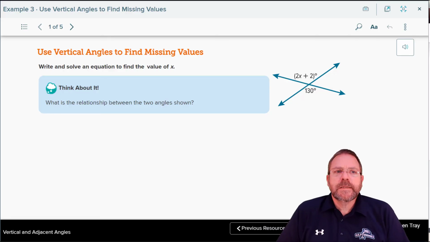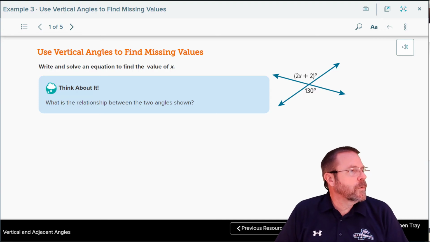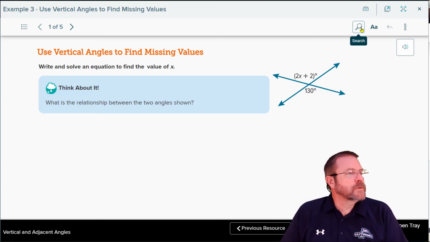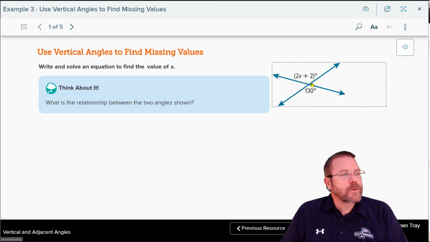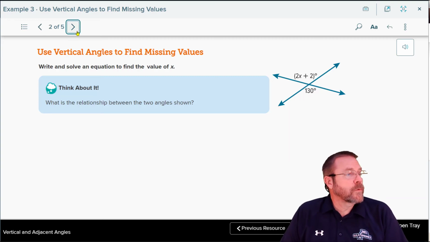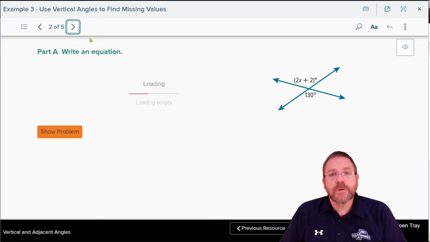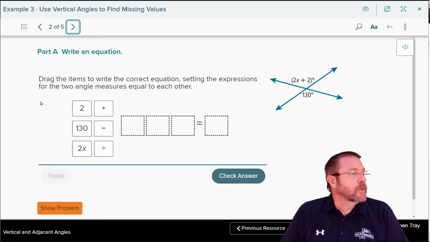And that leads us into example 3, where we're going to write and solve an equation for the value of x. You see you've got two vertical angles here. That means that 2x plus 2 is going to equal 130. From there we set them equal to each other and we isolate the variable. So let's take a look at that.